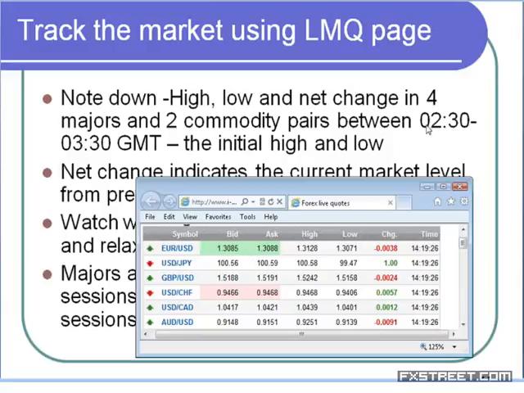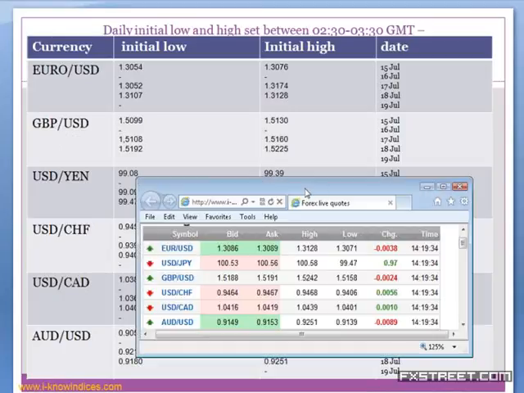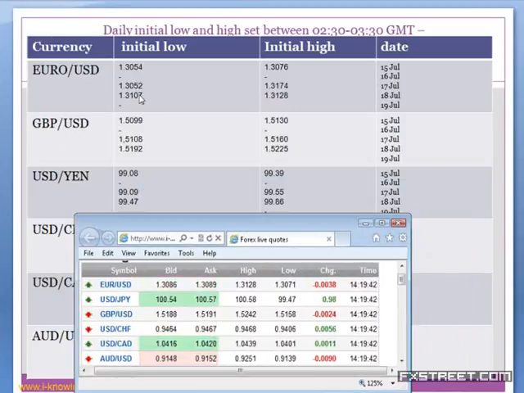So we note down the initial lows and the highs around 3:30 GMT, and that is what I showed in my earlier slide. Around 3:30 GMT, we note down the initial lows and the highs using the live market code page and then find out where the market is. As I explained to you, on a daily basis I note down and afterwards find out where exactly they are trying to hold the market.